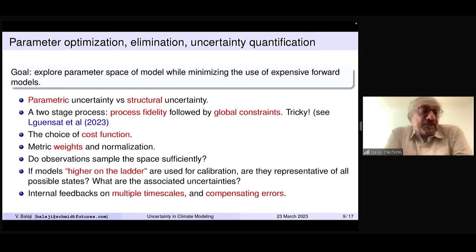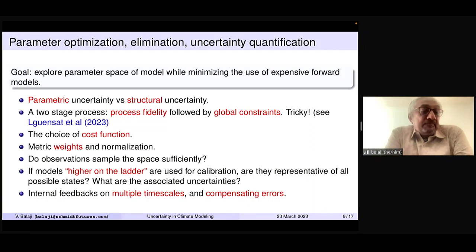There is a two-stage process in which we do this. The model is composed of many coupled processes. You try to tune or calibrate each one of those, and then after that, you apply some global constraints to the coupled system. This is a tricky process, as we've demonstrated in a recent paper I wrote with a postdoc of mine in France. It's very important to know what cost function you're using. Tapio gave an example that you must use certain kinds of statistics and not simple values in your cost function.